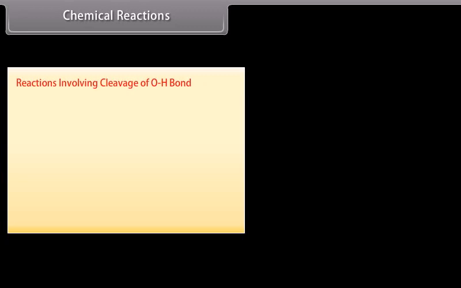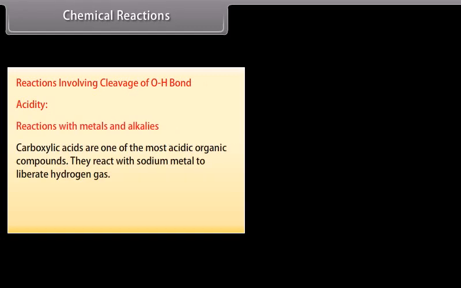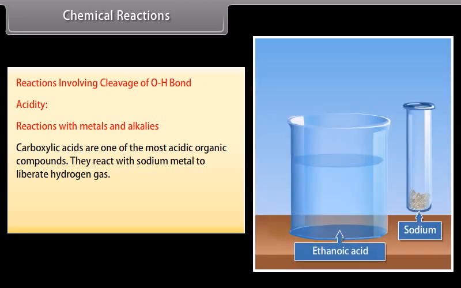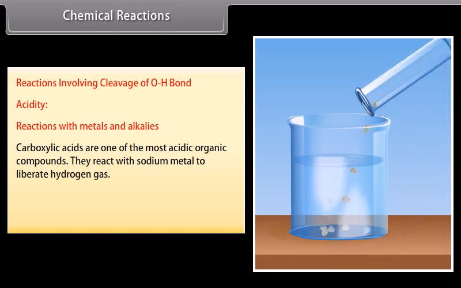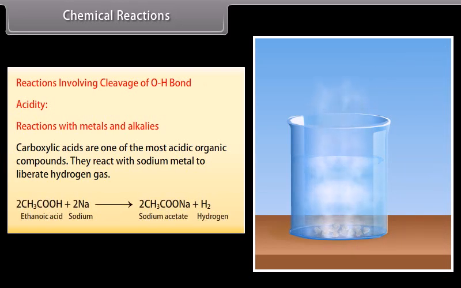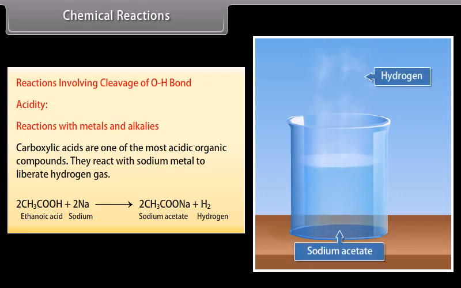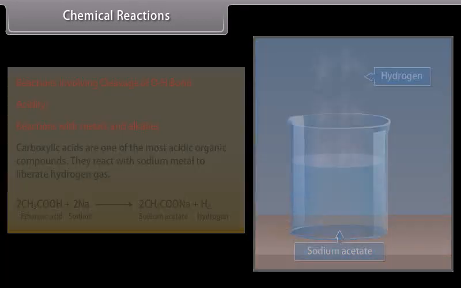Chemical reactions. Reactions involving cleavage of the O-H bond. Acidity: reactions with metals and alkalis. Carboxylic acids are one of the most acidic organic compounds. They react with sodium metal to liberate hydrogen gas. Sodium metal reacts with ethanoic acid and gives sodium acetate and liberates hydrogen gas.